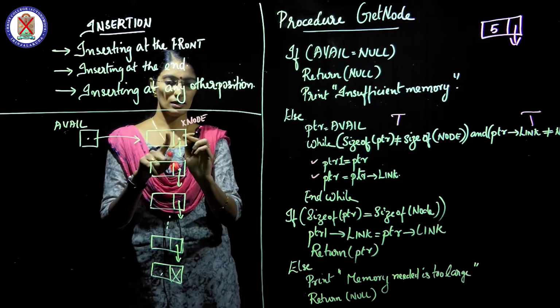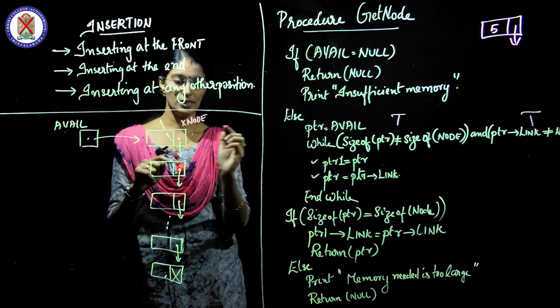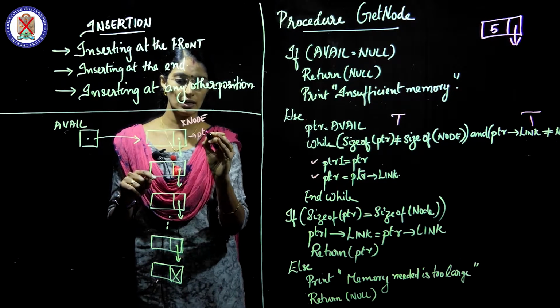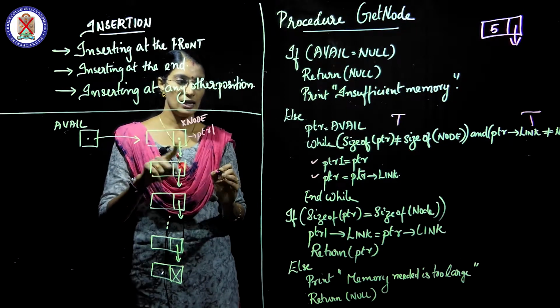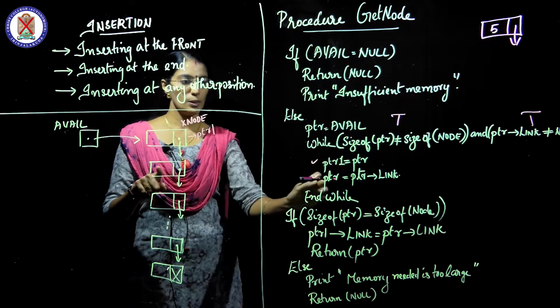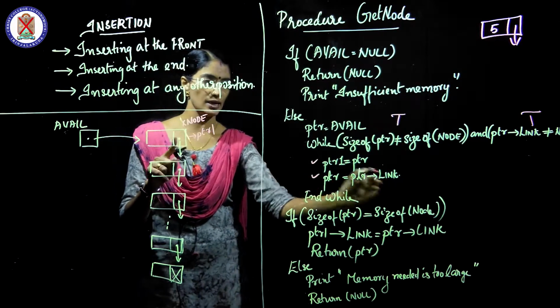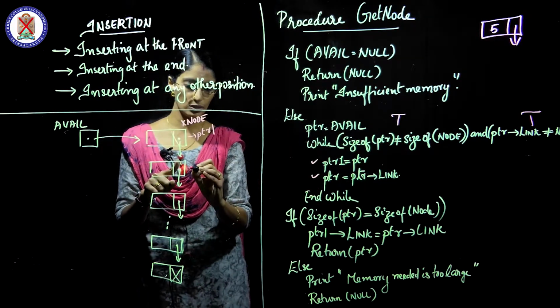Now ptr1 is equal to ptr, that means in the first running of the loop this node is known as ptr1, and then ptr equal to ptr of link. That is, this statement is like an incrementing statement used in linked list.